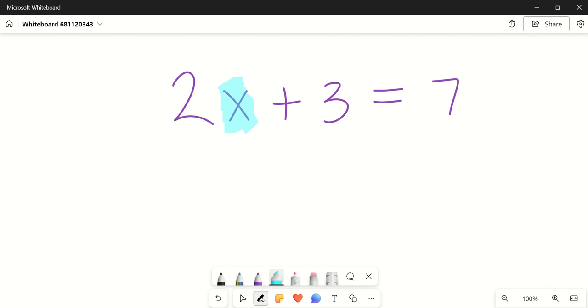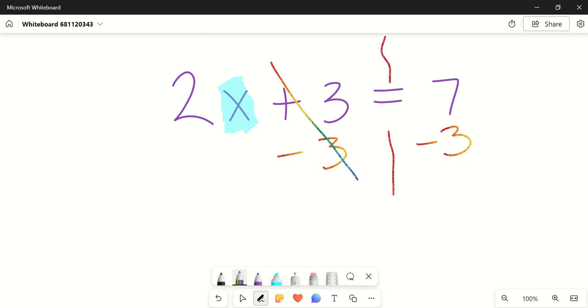So now we have the introduction of this plus 3. I need that plus 3 gone. How do I get rid of that plus 3? I'm not dividing it. I'm going to subtract 3. And remember, this is a mirror, so if I do it to one side, I have to do it to the other too. So when I subtract 3, this will cancel out.